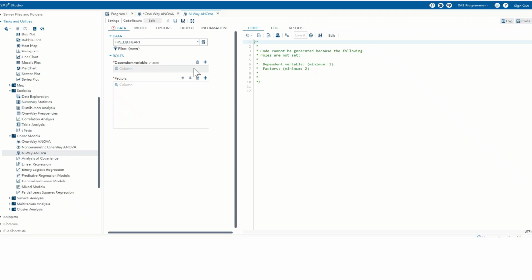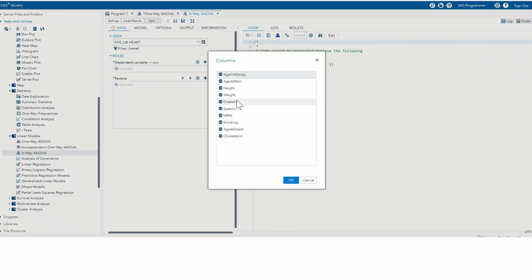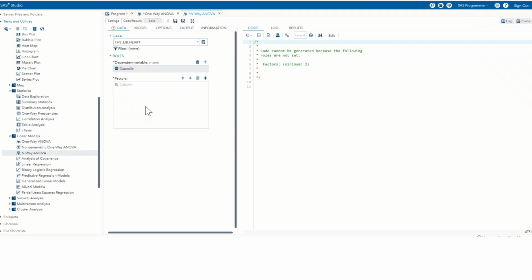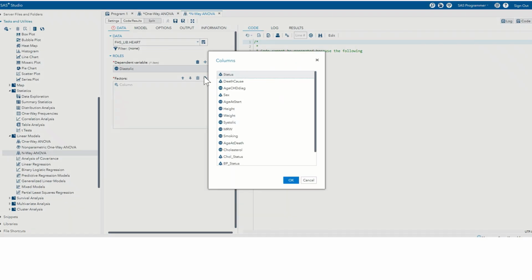Under roles, under dependent variable, let's use diastolic blood pressure again. Now, next field, the factors. Now, it is giving us the option to choose more than one. Just click on the add button, the plus button here, and let's see if diastolic blood pressure differs when we have more than one exposure.